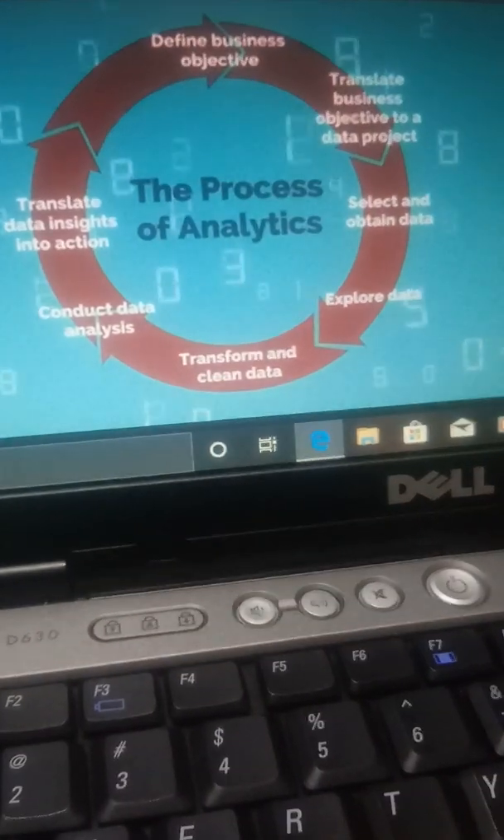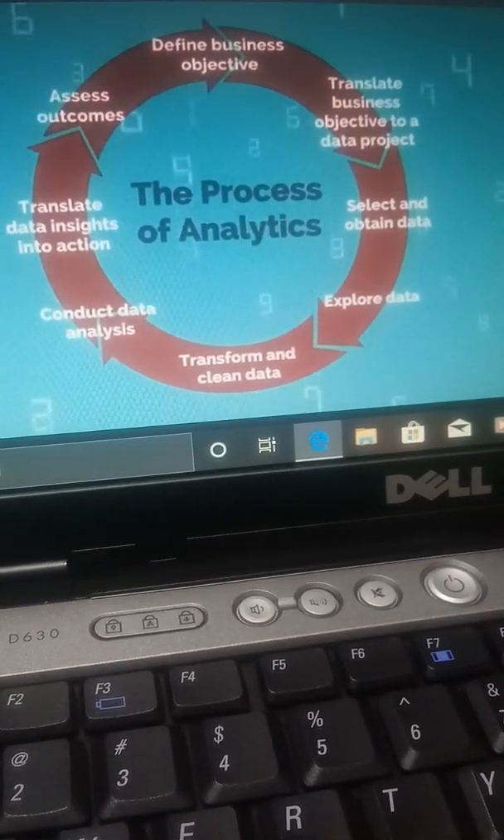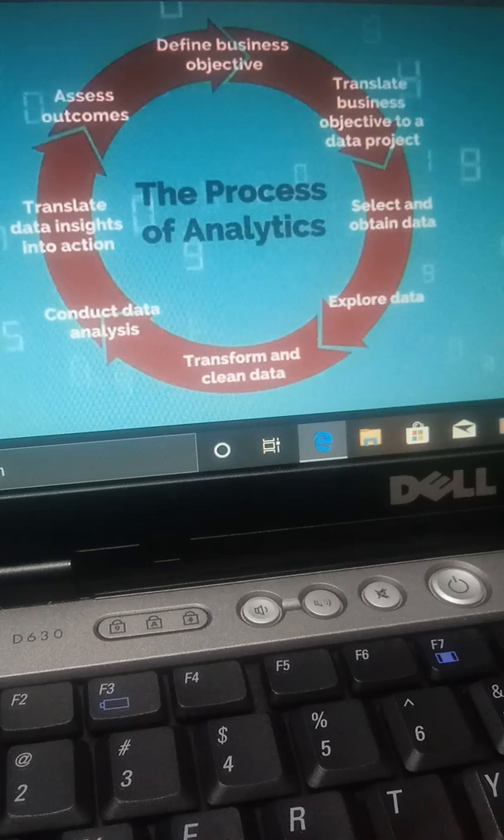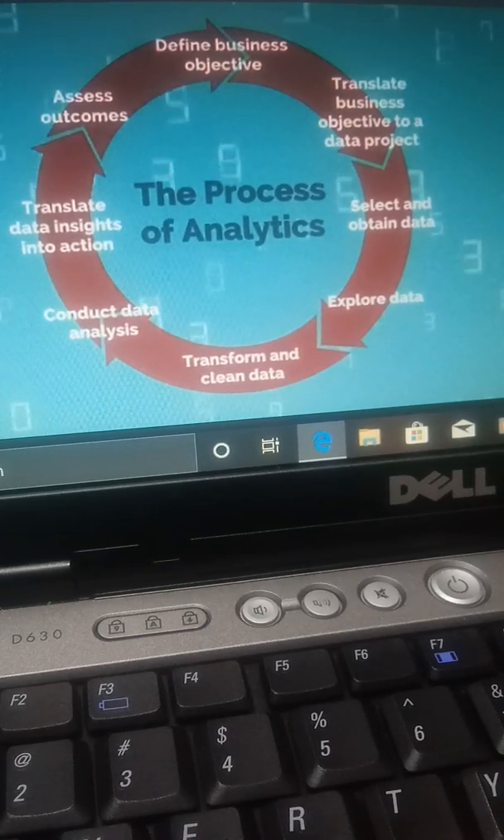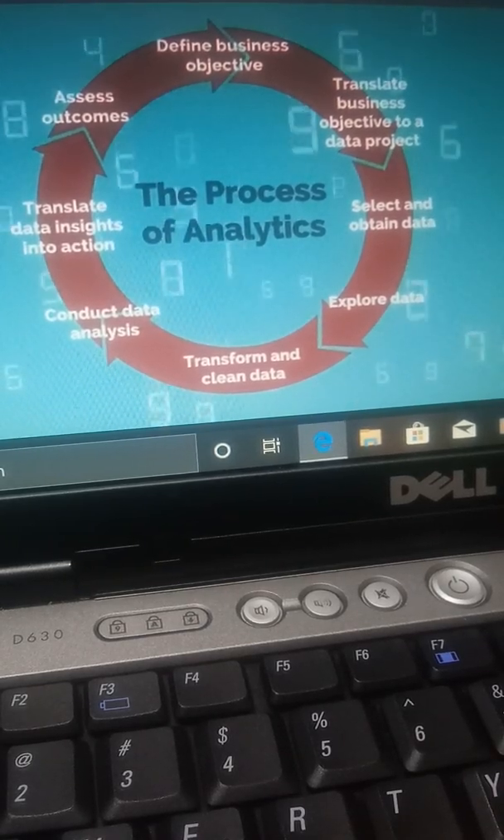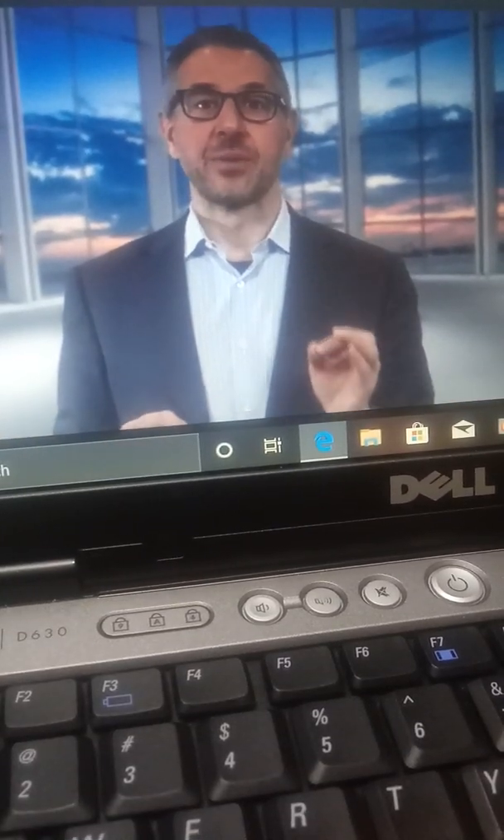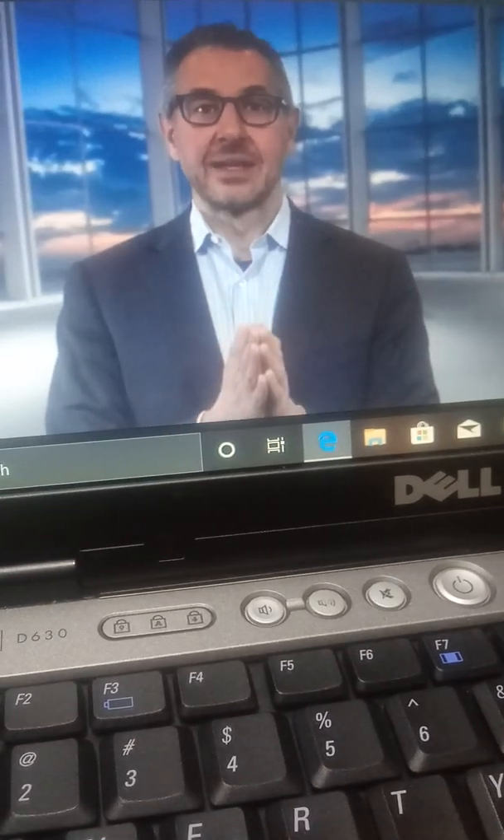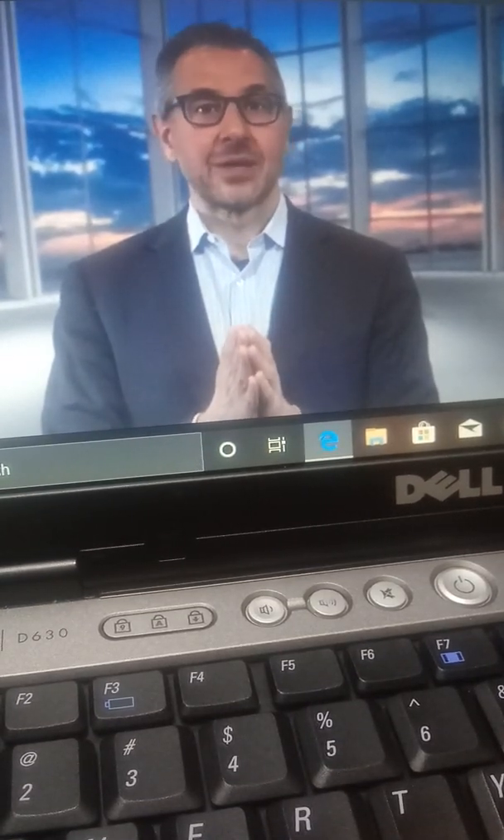Last but not least, we need to assess the outcomes of our efforts. Was the response rate of the campaign as high as our model predicted? If not, why not? What did we learn from the process? How can we use the learnings to be even more effective the next time around? The analytics process is never a straight line, but a loop that provides the company with continuous learning and improvement.